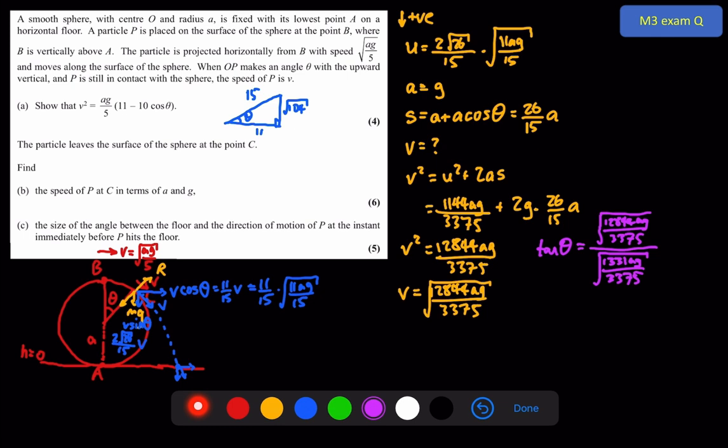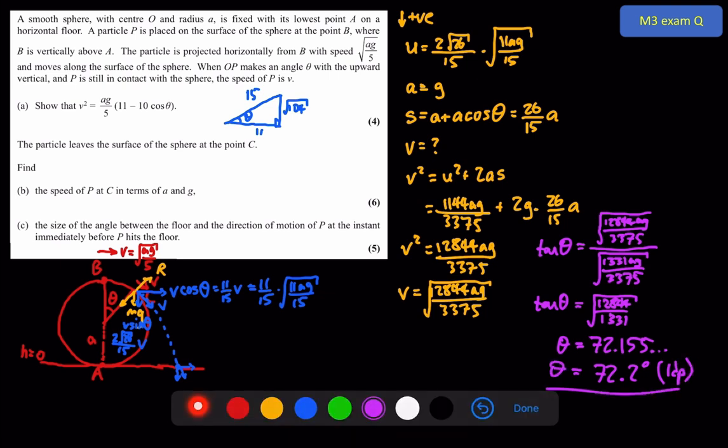Then I can combine those two fractions within a giant square root. The ag's cancel, the 3375s cancel. We end up with the square root of 12844 over 1331. The inverse tan of that is equal to 72.155... to one decimal place, 72.2 degrees for theta.